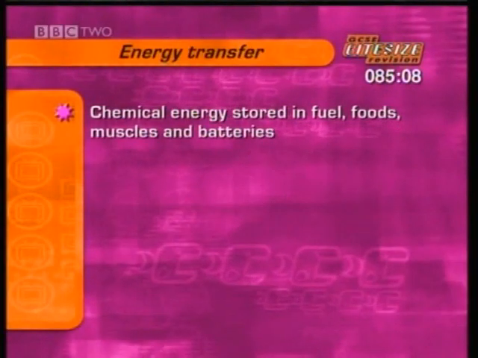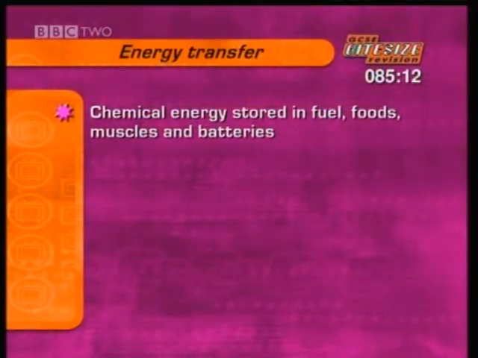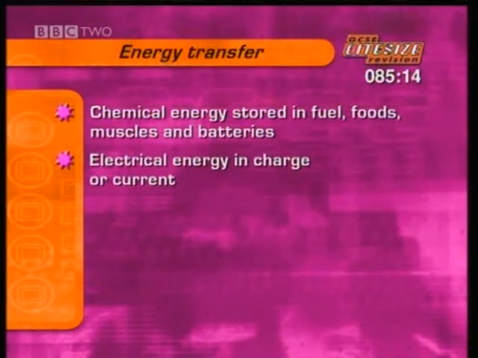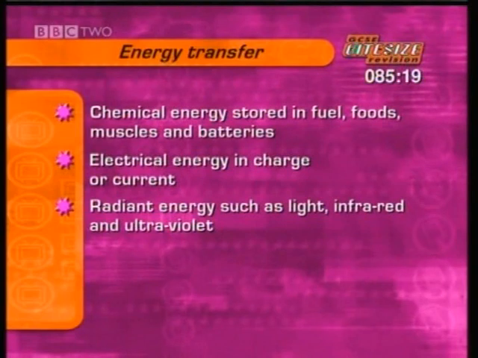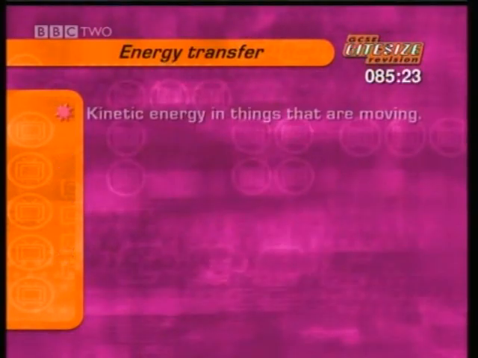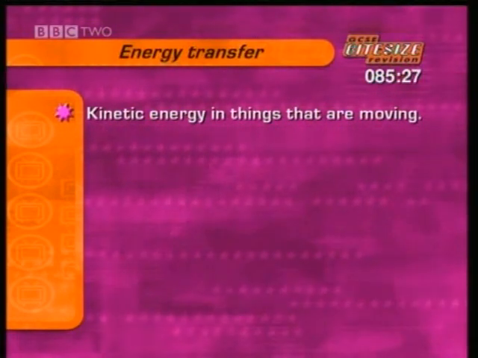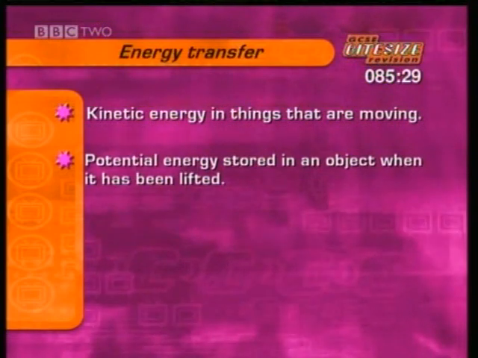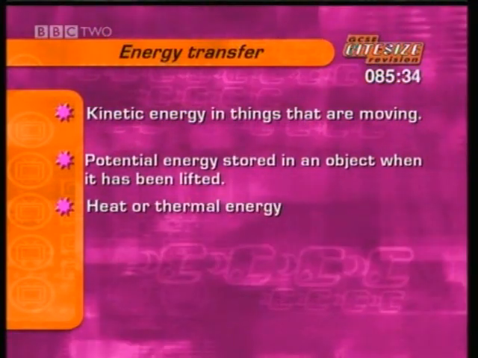So you might have spotted chemical energy stored in fuel, food, muscles or batteries, electrical energy that can travel in wires, radiant energy such as light, infrared or ultraviolet, and sound energy. We also saw kinetic energy in the things that were moving, potential or gravitational energy stored in the objects when they are lifted, and heat or thermal energy.